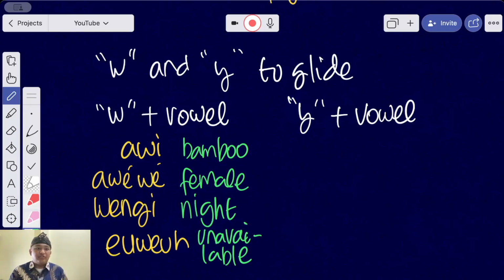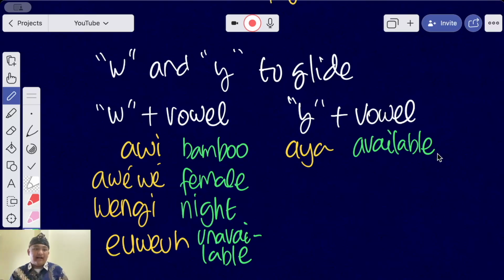This also applies to letter Y followed by a vowel. For example, the word aya. So if we is like gliding using the W sound, aya is gliding using the E sound. The Y is for the E. Aya is the antonym of available.